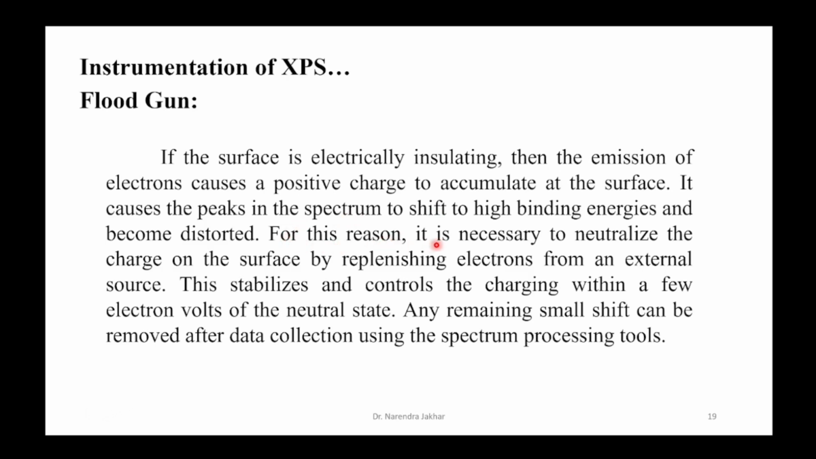So for this reason, it is necessary to neutralize the charging effect on the surface by replenishing electrons from an external source. This stabilizes and controls the charging within a few electron volts of the neutral state. Any remaining small shift can be removed after data collection using the spectrum processing tools. So this is the role of the flood gun.